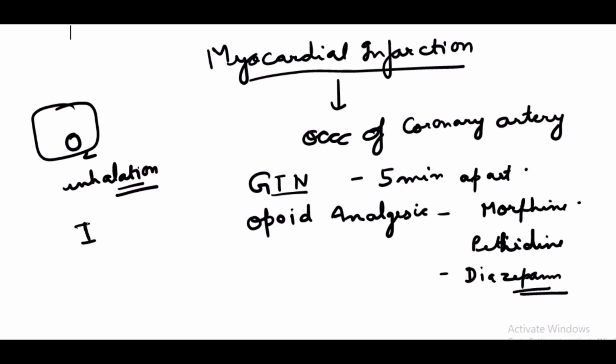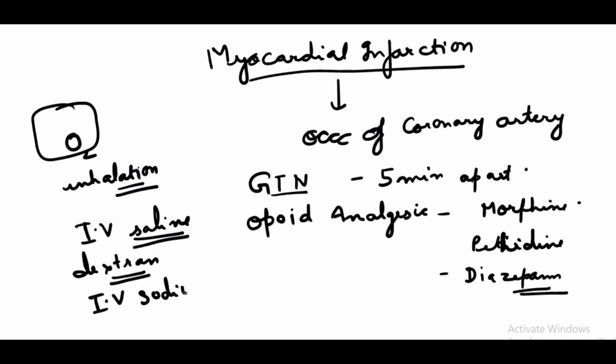Slow IV infusion of saline or low molecular weight dextran can be given to maintain the blood volume without causing volume overload. Acidosis which occurs due to the lactic acid production can be corrected by intravenous infusion of sodium bicarbonate.